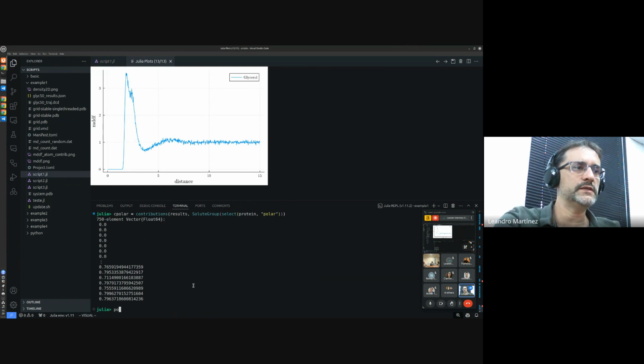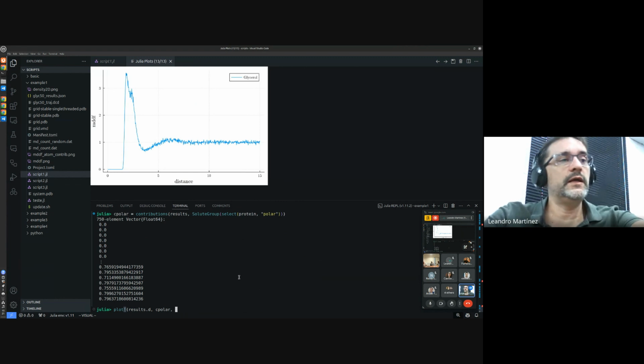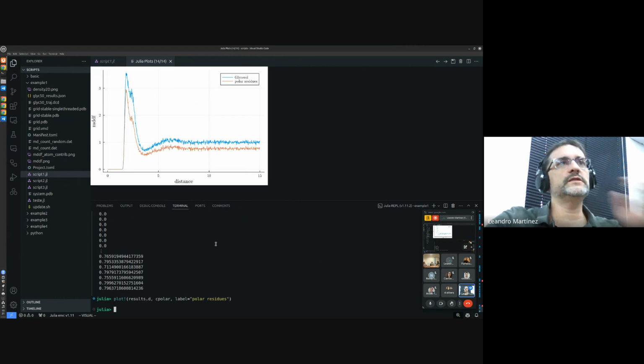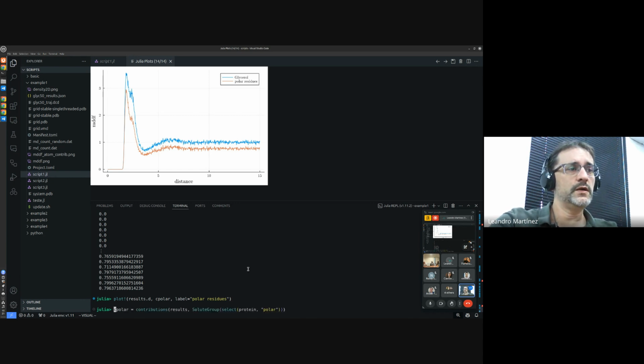And now we are going to plot in the same plot the distances and these polar contributions. This exclamation mark indicates that we are going to update the previous plot. This is a Julia thing: for any function in Julia with an exclamation mark, it indicates that you are modifying some variable. So in this case, we are modifying the plot that is already available in the panel. We plot the distances on the x-axis with the polar contributions, and label them polar residues. This is the contribution of the polar residues to the distribution function. And of course, we see that they have an important contribution at the distances of the hydrogen bonds, which is sort of expected.